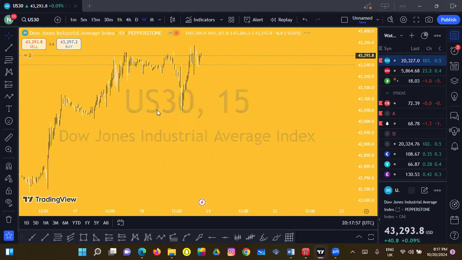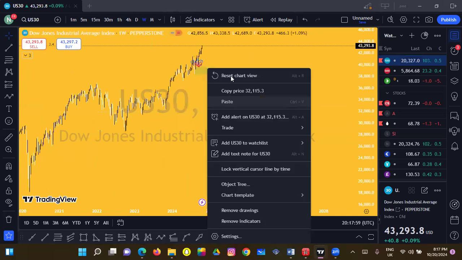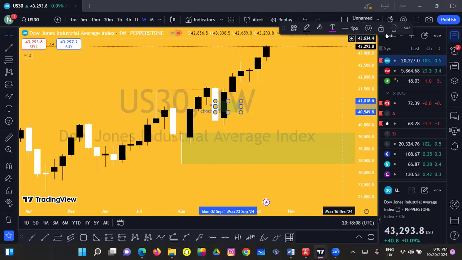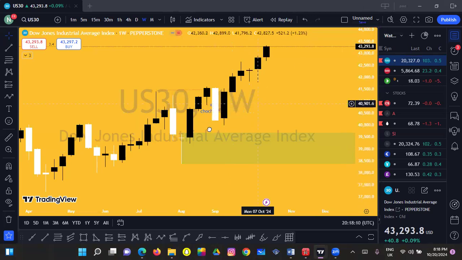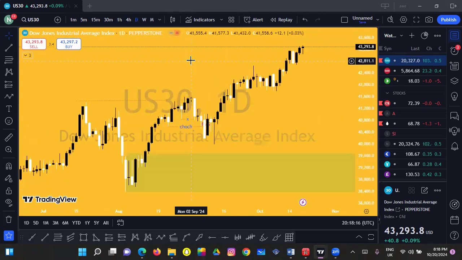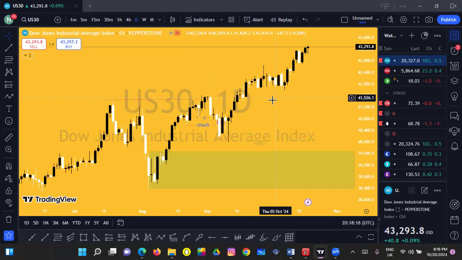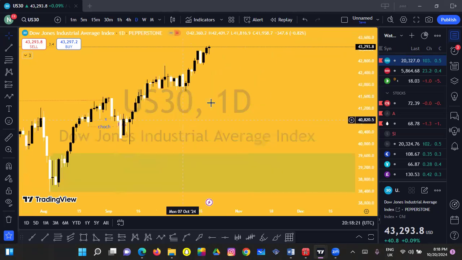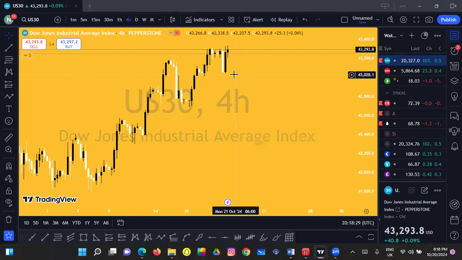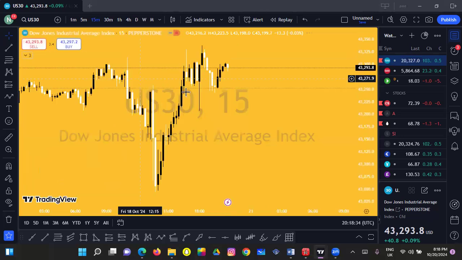So for US 30, let me look at the weekly time frame. It's already bullish in the weekly time frame, and we are also still expecting a bullish move on US 30. Right. So checking on the daily time frame. All right. So still bullish, and for our time frame, it's still bullish. So let's check 15 minutes for our possible entries on that.